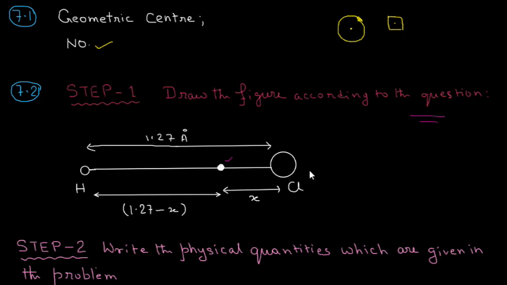So once we draw the figure, 50% of the sum is solved. For the rest of this 50%, just calculation and application of formulas. Application of formulas first, then the rest part is the calculation. So let us see step 2. In step 1, we have drawn the HCl molecule, and whatever information is given to us in the problem, we have mentioned in the diagram.